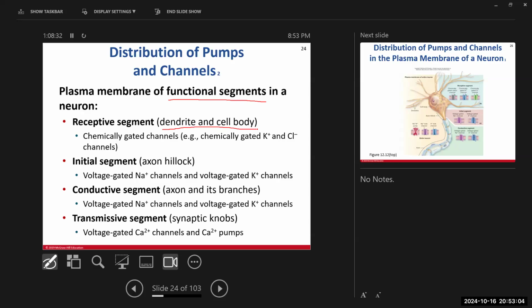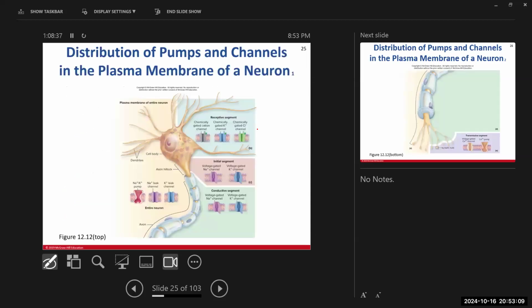So I'll show you the nice picture here on my slideshow. Keep in mind, in the entire neuron, the sodium-potassium ion pump, and then our sodium leak channels and potassium leak channels, they're found throughout the whole thing. In the receptive segment, here you can see your chemically gated cation channel. An example of that would be sodium, chemically gated potassium channels, and then chemically gated chloride channels. And that's only in the receptive segment here, so in the dendrites and in the cell body.